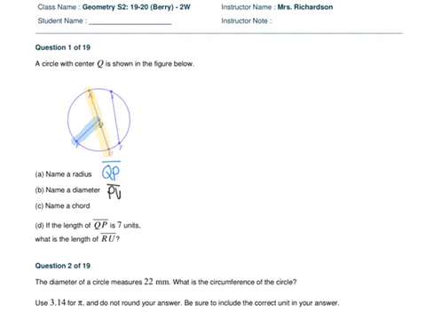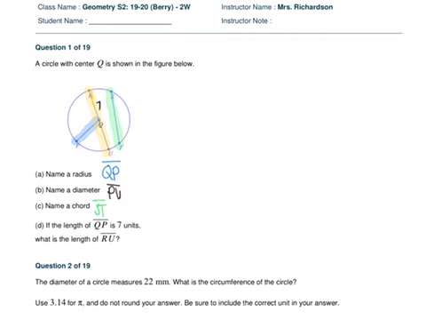And then a chord, remember, doesn't have to go through the center of the circle. So the only picture of a chord here would be ST because it doesn't go through the center of the circle. So ST is what we would call the chord. The last question says if the length of QP is 7, then what is the length of RU? If we look at QP, Q to P is a radius. So it's saying if the radius is 7, then what is the length of RU?